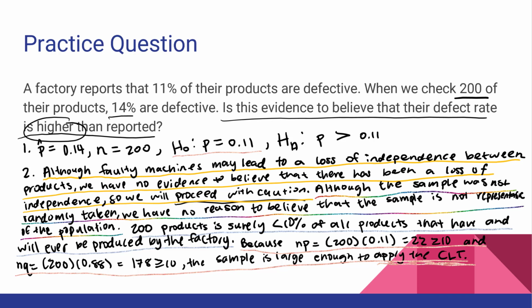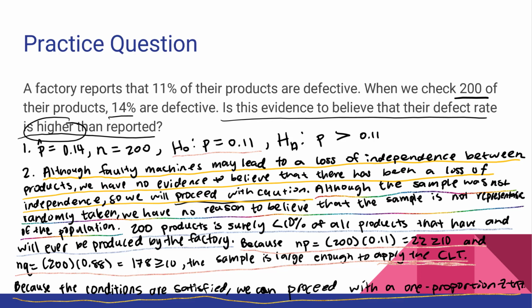And then finally, since we have passed our conditions, we have to conclude and say, yes, we passed the conditions, and next we are going to run a hypothesis test. So because conditions are satisfied, we can proceed with a 1 proportion z-test. So that is the name of the hypothesis test that we are performing here. We can break this down into 3 parts actually. So first of all, how many samples did we take? We only took 1 sample of 200 products. So that's where our 1 comes from.